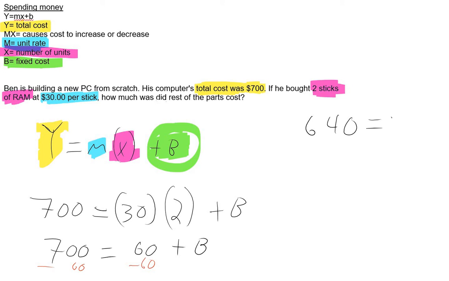640 equals B. That's actually the end of this question. That solves it quite nicely. This is how much money that Ben spent before he got the sticks. This is how much the rest of his computer essentially cost if you don't count the money he spent on RAM.